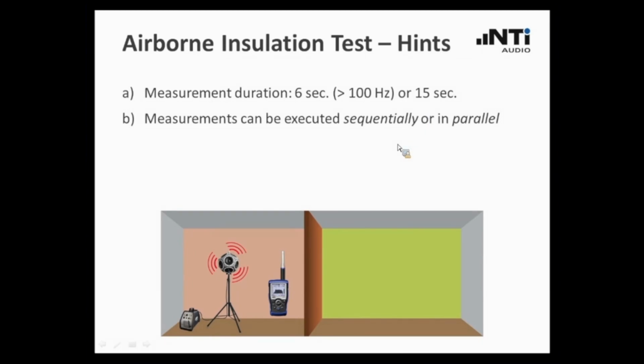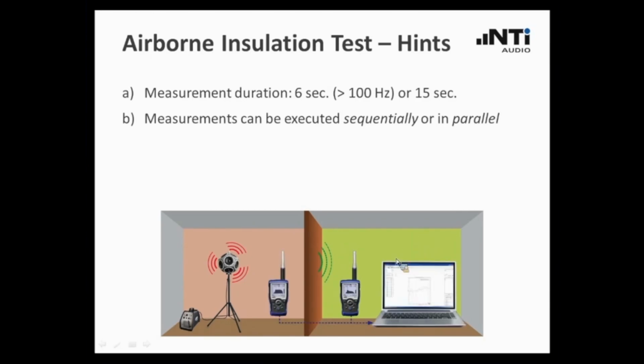Next, you can execute these measurements sequentially or in parallel. Sequentially would mean you first measure the sending room and then the receiving room, as stated before. And in parallel would be if you have, for instance, two sound level meters available, you can connect them to the laptop as an example and measure the result in one step. So you're measuring both rooms in parallel.